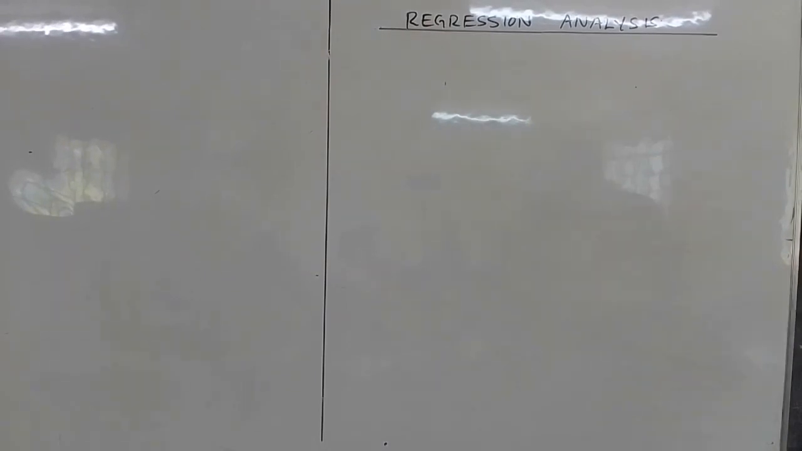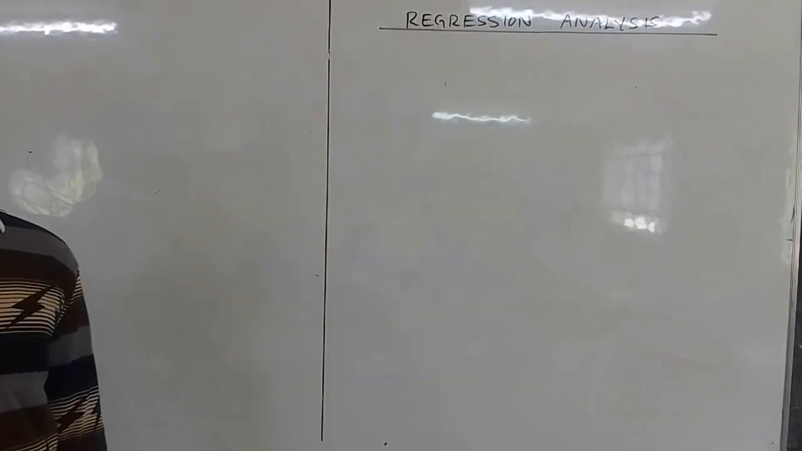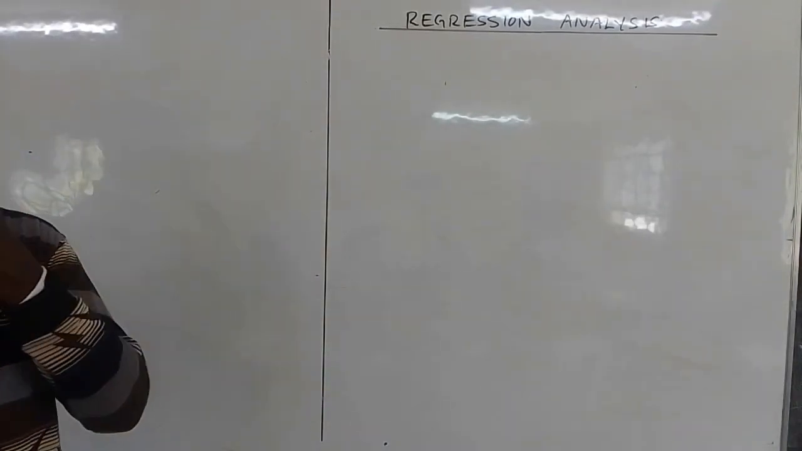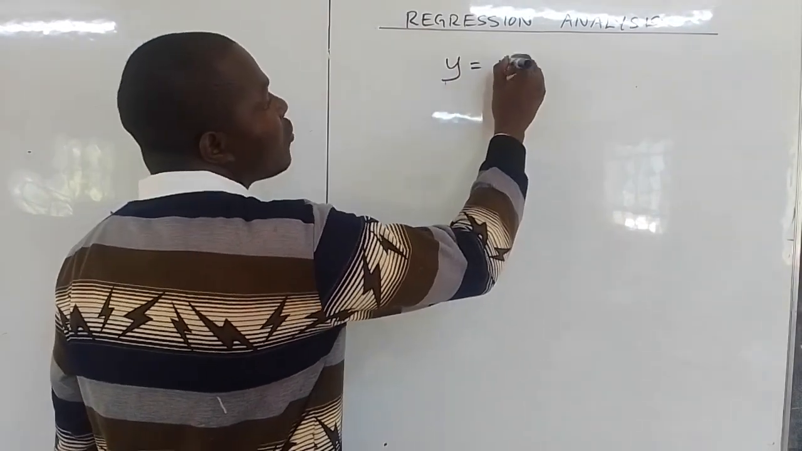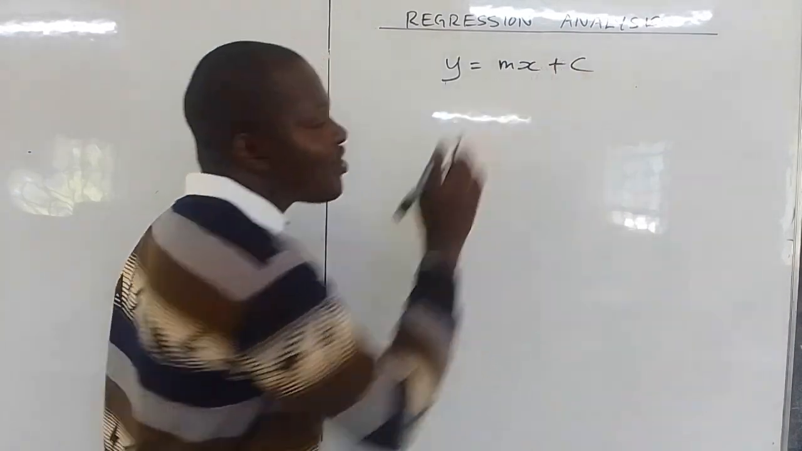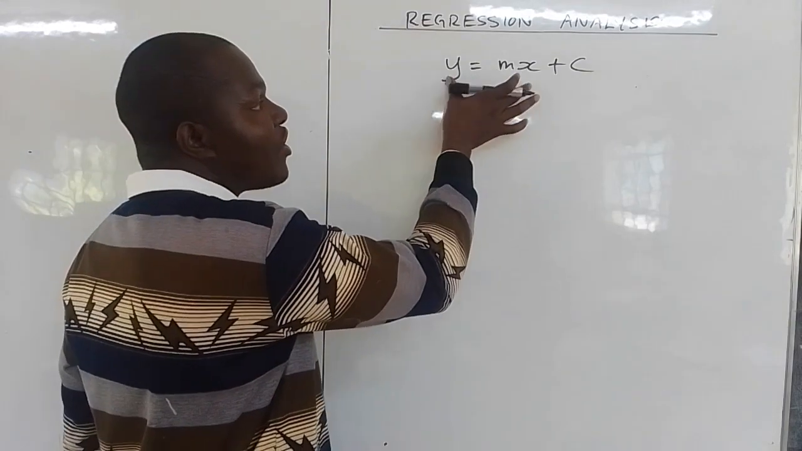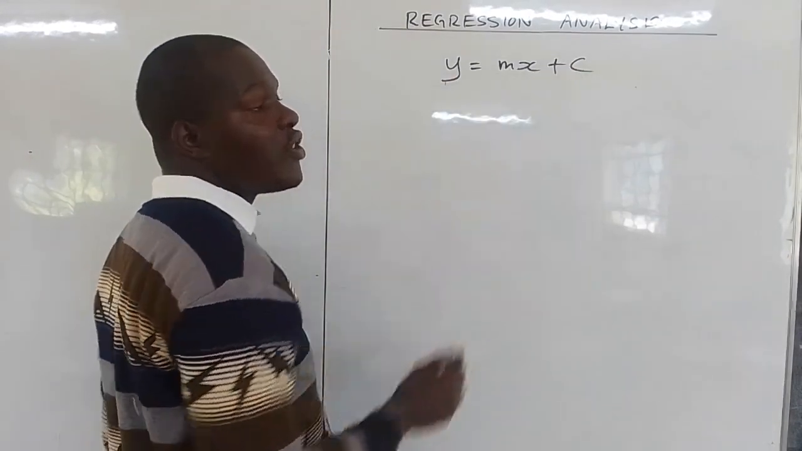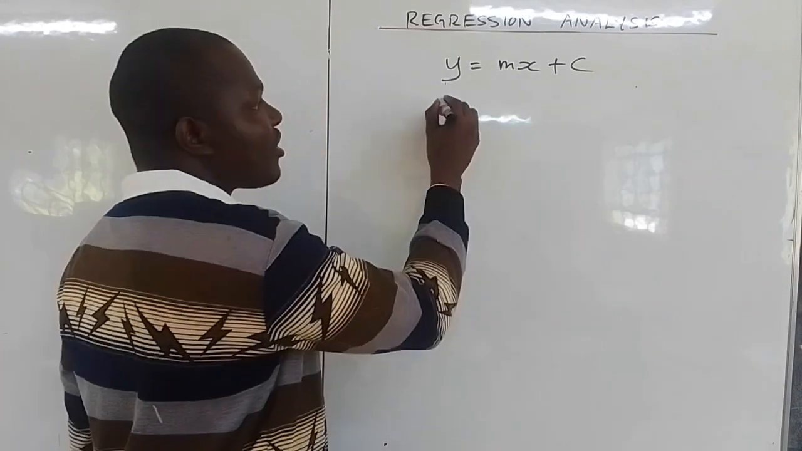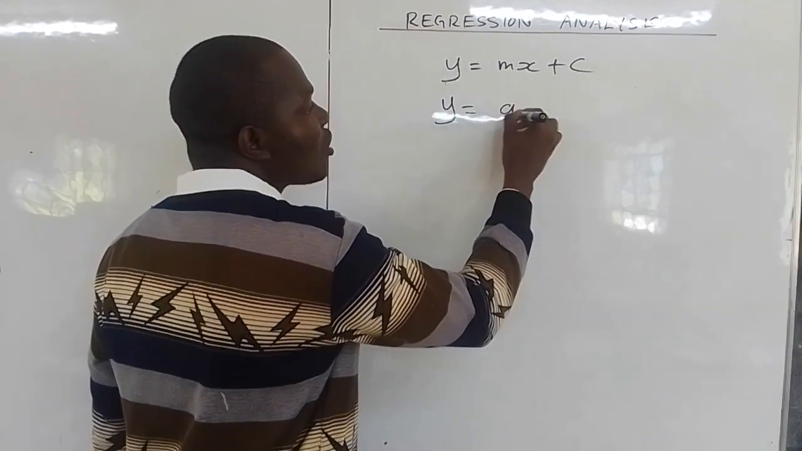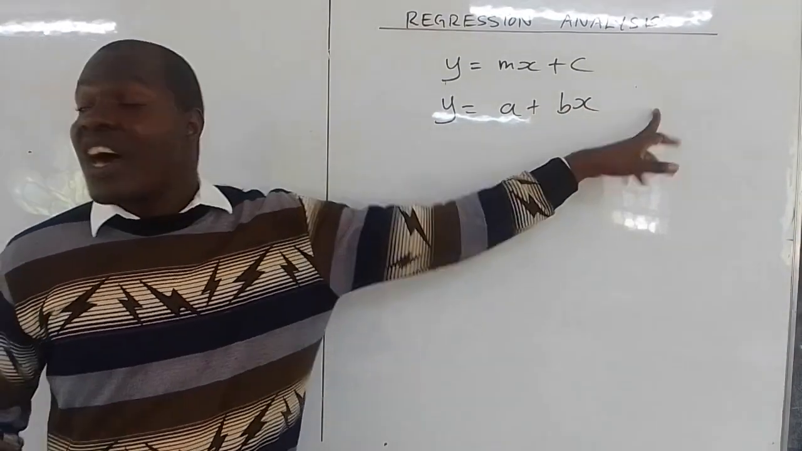So we want to see a regression line is just giving the relationship between two variables. You know the equation of a line, y is equal to mx plus c. That is the equation of a straight line, isn't it? Now, in regression, the constant c is denoted by a and the gradient m is denoted by b, isn't it? Then it is written in the form y is equal to a plus bx. This is the equation of the regression line.